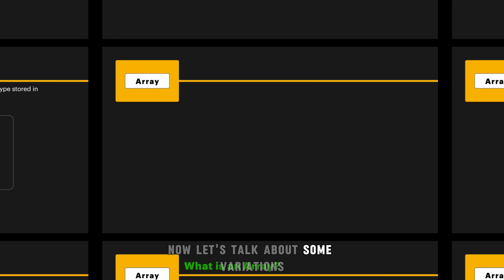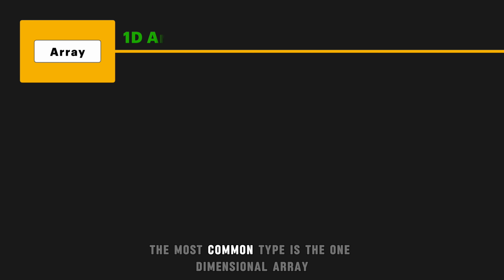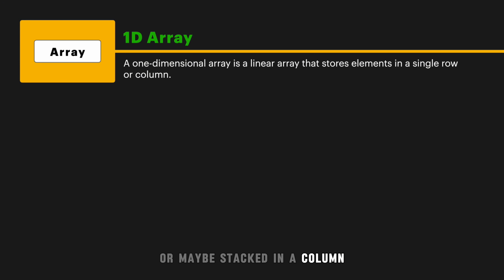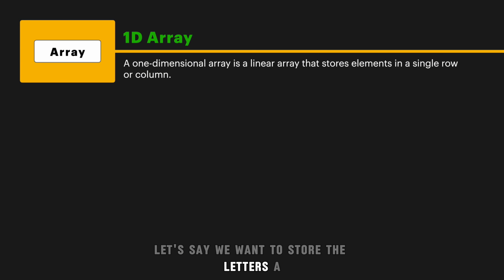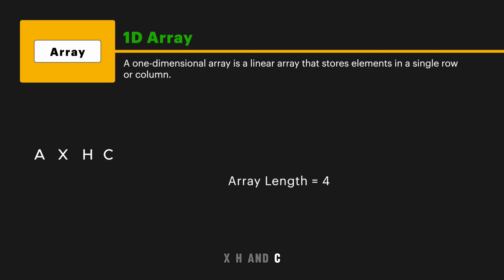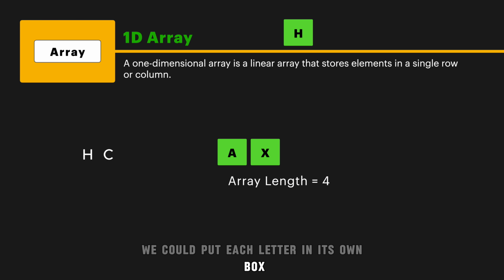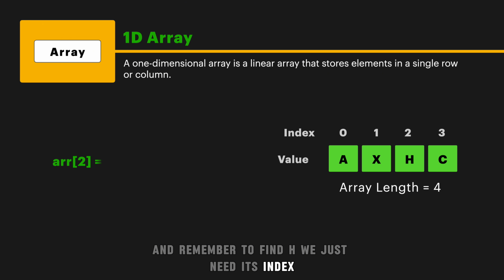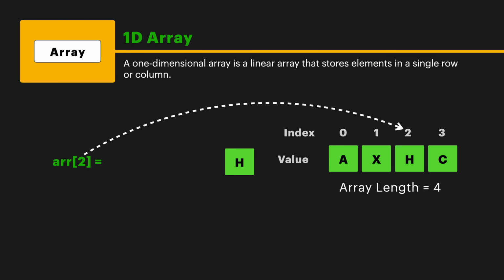Now, let's talk about some variations of arrays. The most common type is the one-dimensional array. It's like a single line of boxes, all in a row or maybe stacked in a column. Let's say we want to store the letters A, X, H, and C. We could put each letter in its own box in a one-dimensional array. And remember, to find H, we just need its index, which is 2 in this case.